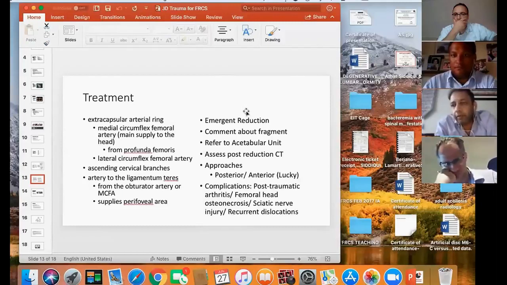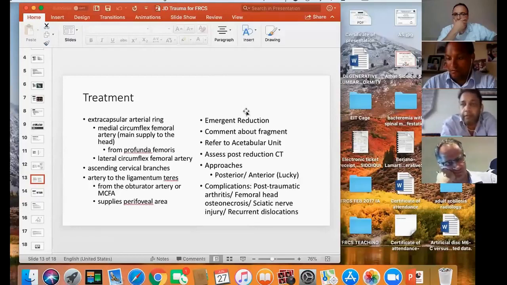Where there's a posterior wall fracture or posterior column fracture, then you will go for the posterior approach. If it is an anterior wall or anterior column fracture, you will go for the anterior approach. If it is a T-type or complex type of fracture, then you can use the dual approach. It depends on what you are going to achieve, which side you are fixing. I think that's the answer.